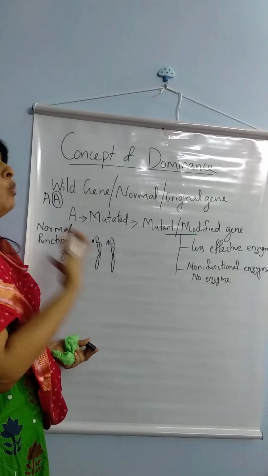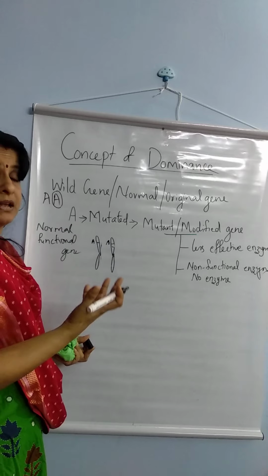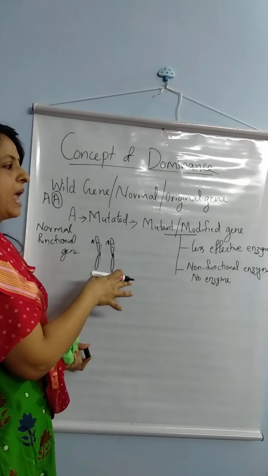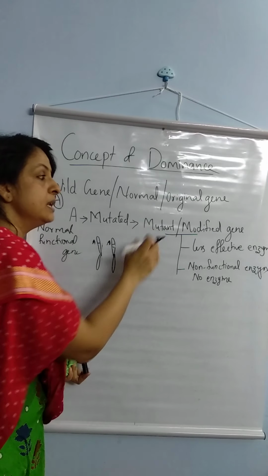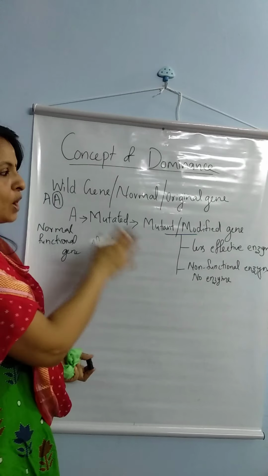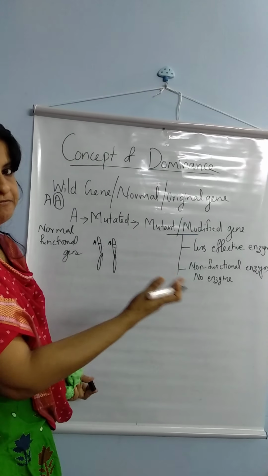Now what makes, or what is the reason for, codominance or incomplete dominance? There, what happens is the modified gene becomes a functional gene, but an altered functional gene, not a normal functioning gene, an altered functional gene.